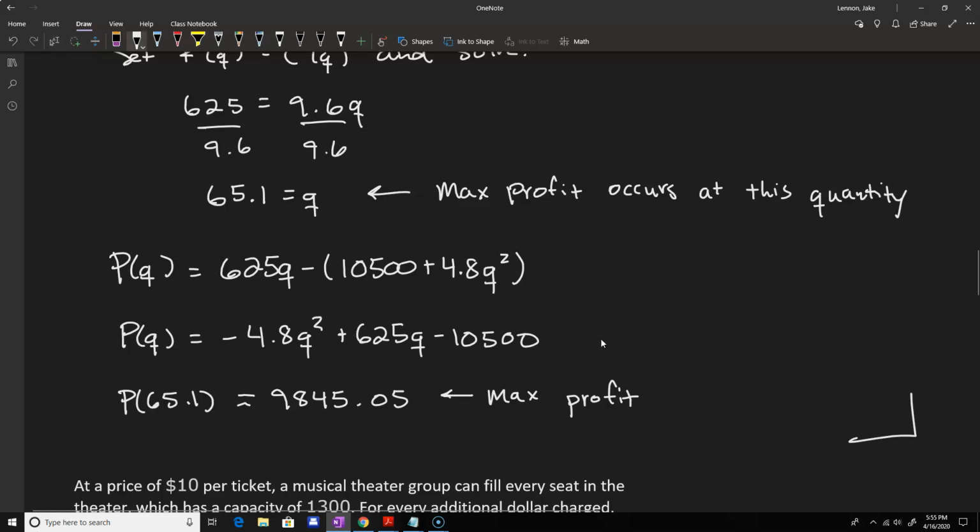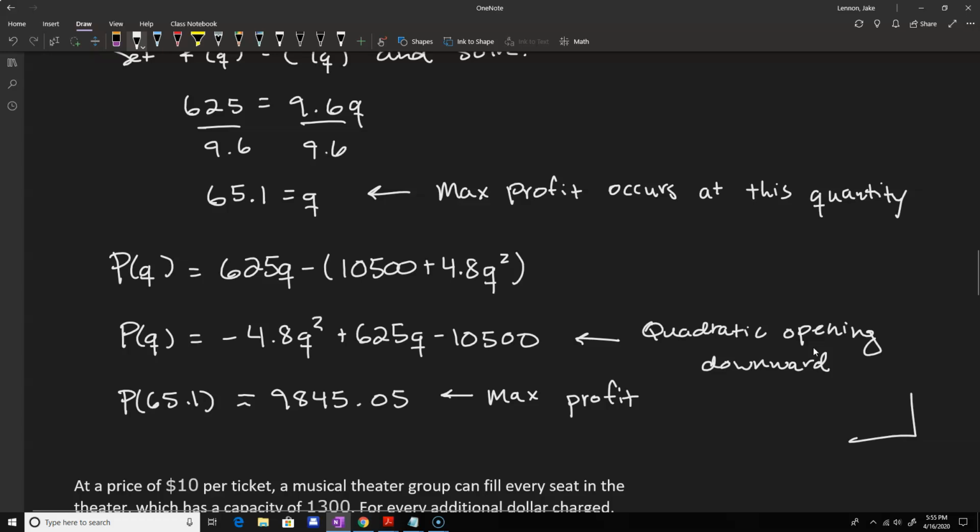Again, we know that that's got to be a maximum, because if you look at the P of Q function right here, this is a quadratic opening downward. So because it's a quadratic opening downward, that critical point is going to be the vertex that's on the very top of a shape that kind of looks like a hill.